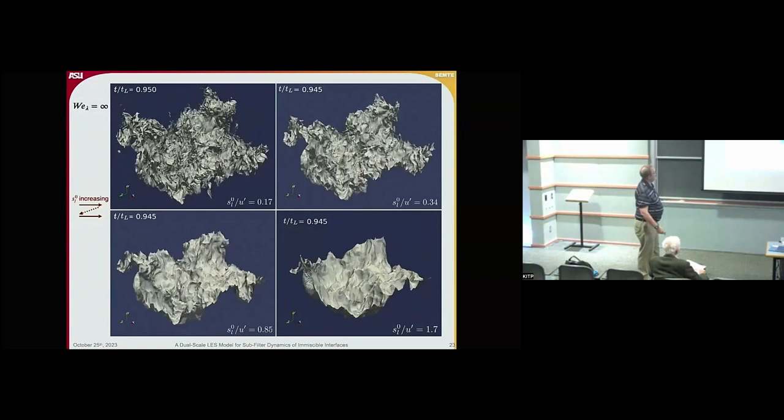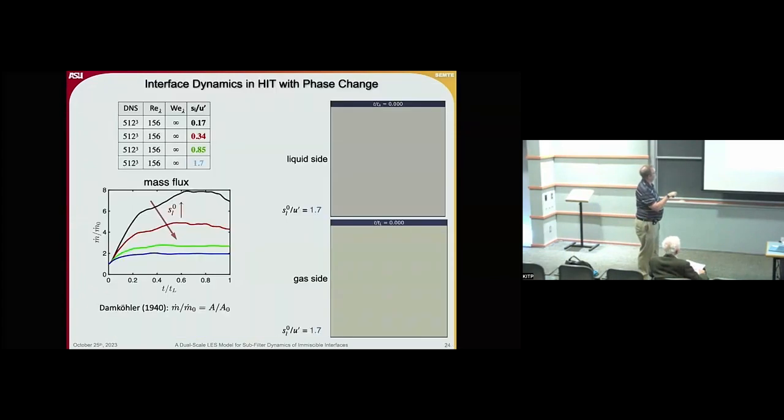Here's just a look, but in the interest of time, I'll skip over this. If you look at m dot over m naught, you can see the Damköhler relationship here. You get consistent results, obviously, from the DNS.